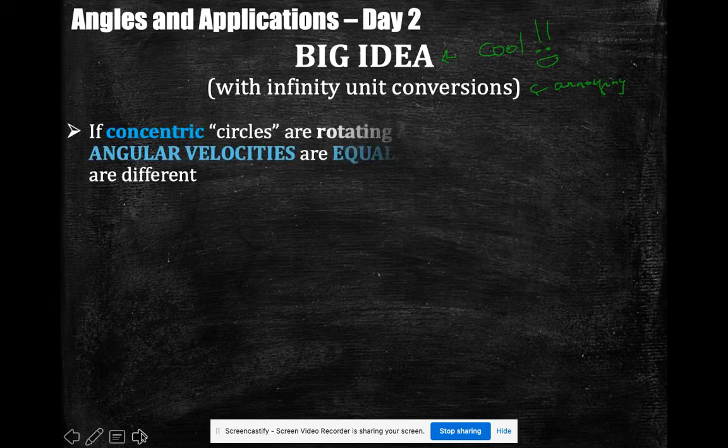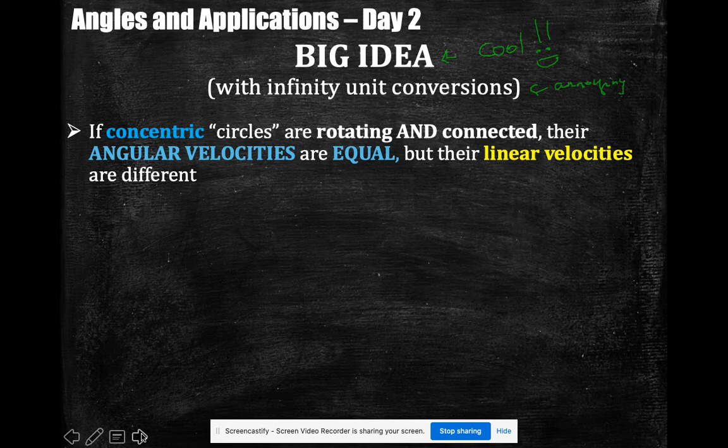All right, you ready? So concentric circles. Picture concentric circles, and those circles are rotating. And they're connected, so they're spinning at the same time, kind of like a record. Think about the discs on a record. If you guys are so young, maybe you don't know what a record is. Their angular velocities are equal, but their linear velocities are different. So take a moment, write that down, highlight what I have, underline the words that I've got in color.